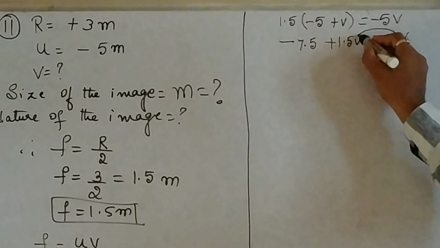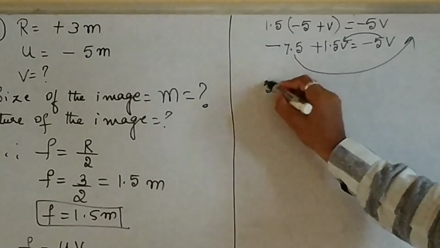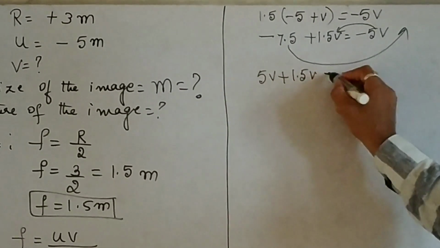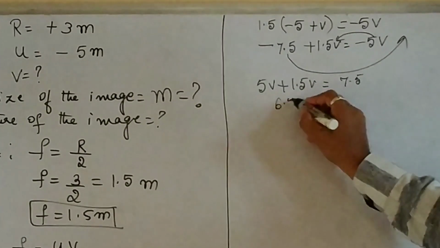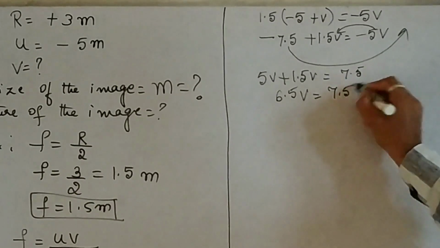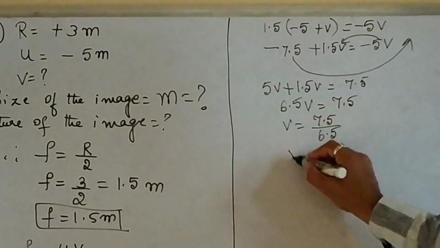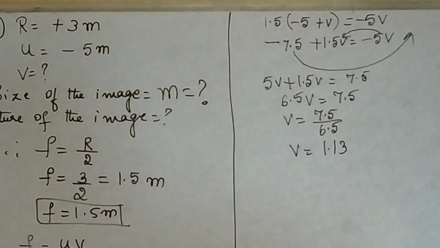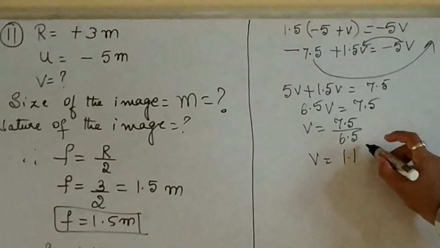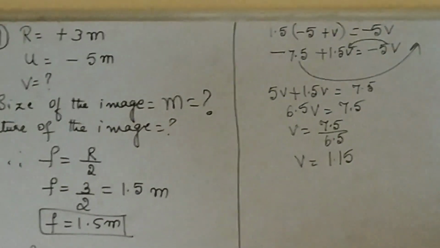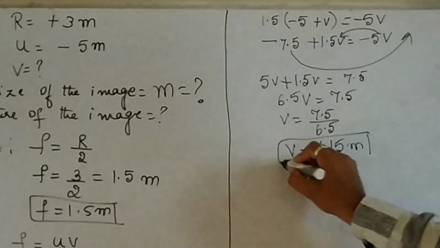Now bring this minus 5V to the left hand side, then take this minus 7.5 to the right hand side. So what you will get? 5V plus 1.5V is equal to plus 7.5. 5 plus 1.5 is 6.5V is equal to 7.5, or V is equal to 7.5 by 6.5. You will get V value 1.13. So what is the V value that you are getting? You are getting 1.15. You simplify this, okay? Shift the decimal point. Using the powers of 10 you can simplify. You will get V is equal to 1.15 meter.